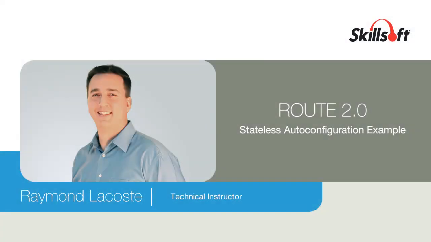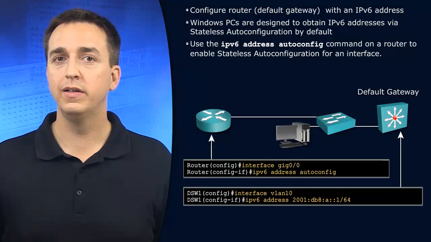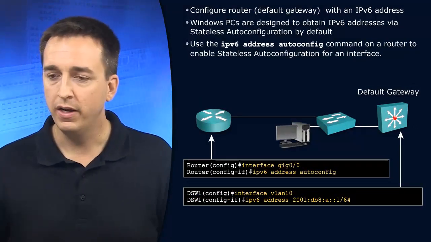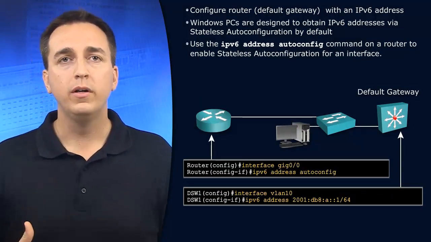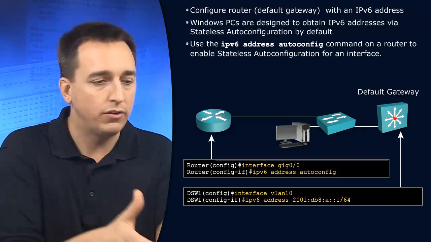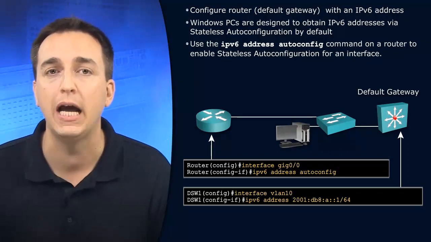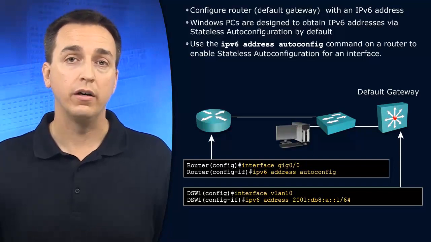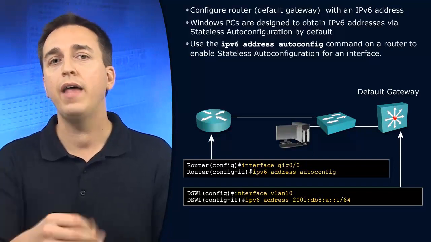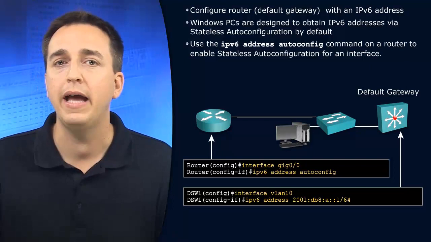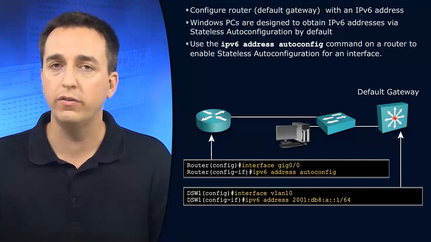Let's set up stateless auto configuration on a router. Now, why might we want to do that? Well, we might have a router that doesn't need its IPv6 address statically configured. And we don't want it to obtain its IP address via a DHCP server either. So instead, we can tell that router, get your IP address via auto configuration.